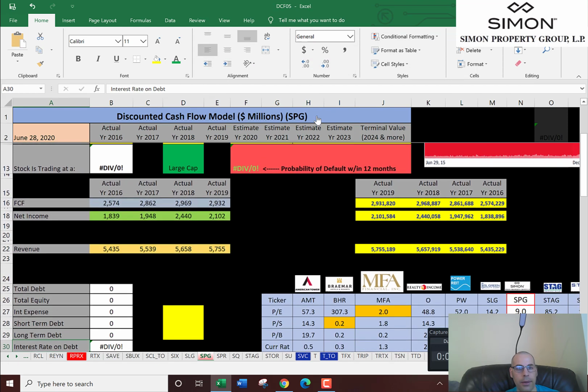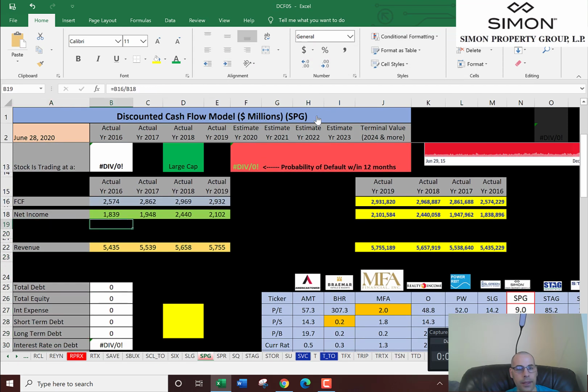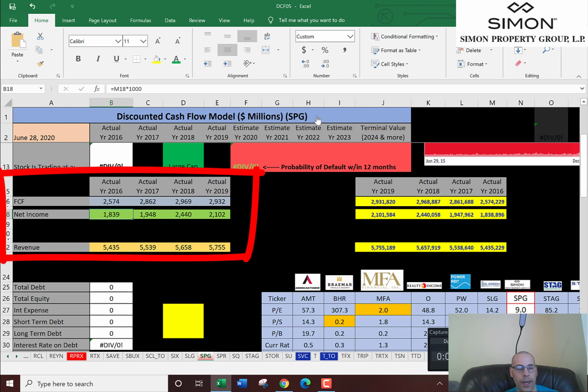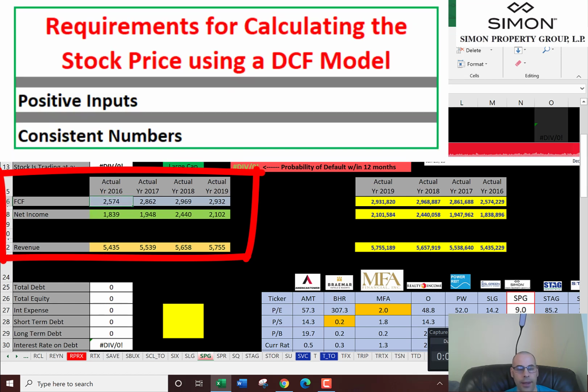And we'll look at the numbers just to make sure they look okay. And when I say okay, I just mean they're fairly consistent and they're positive. And this hits both those marks quite well. Their free cash flow is in a tight range. Net income is also in a fairly tight range, and so is revenue. So we could definitely value this company and get a good value.